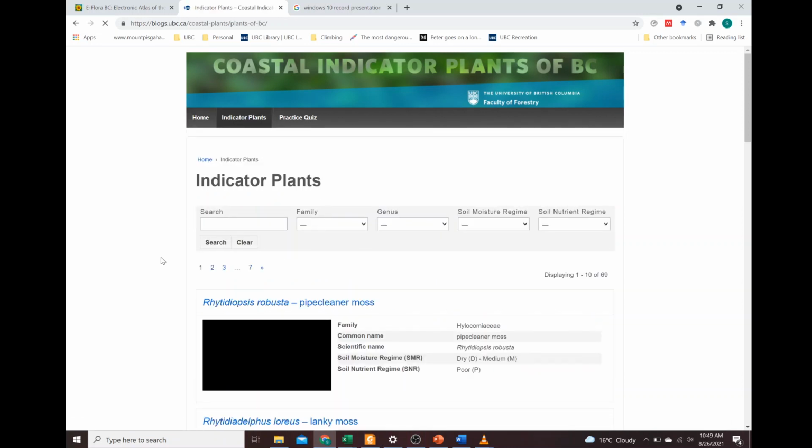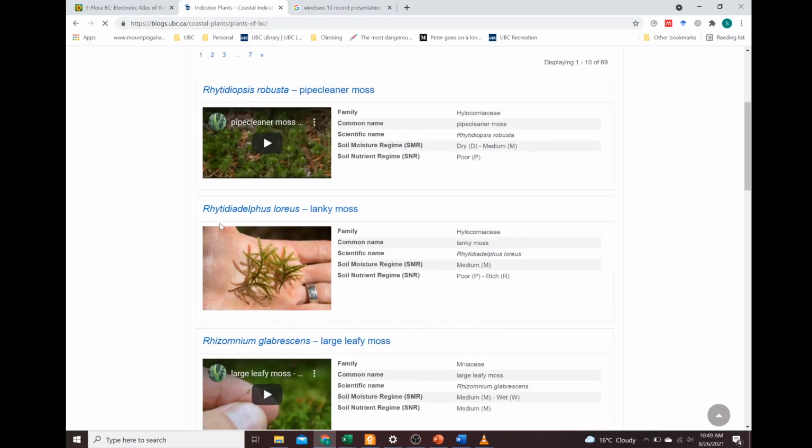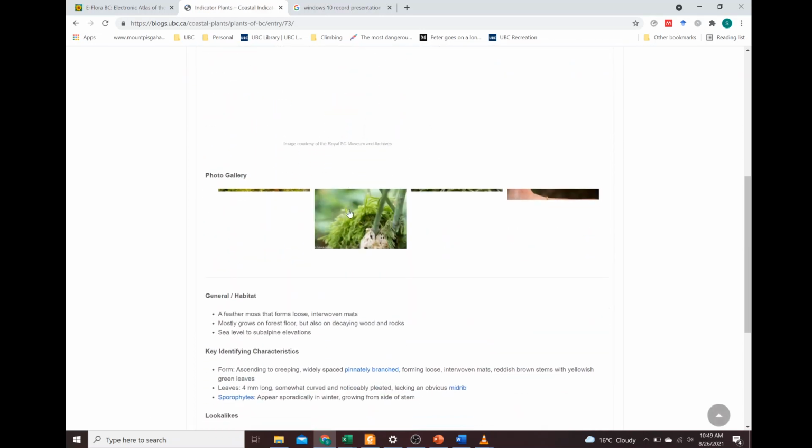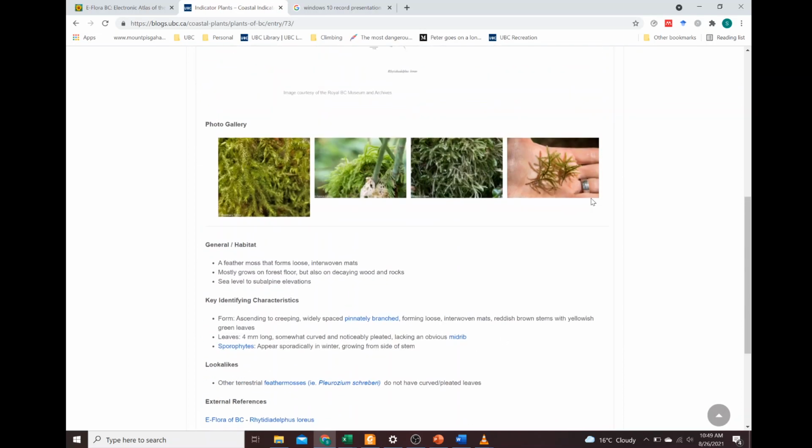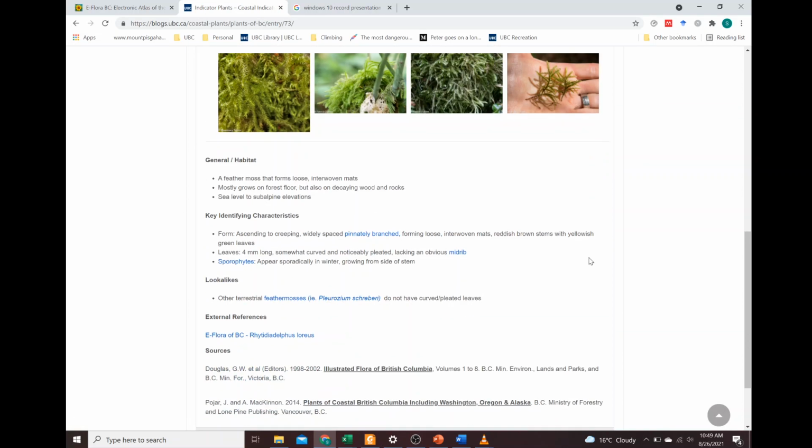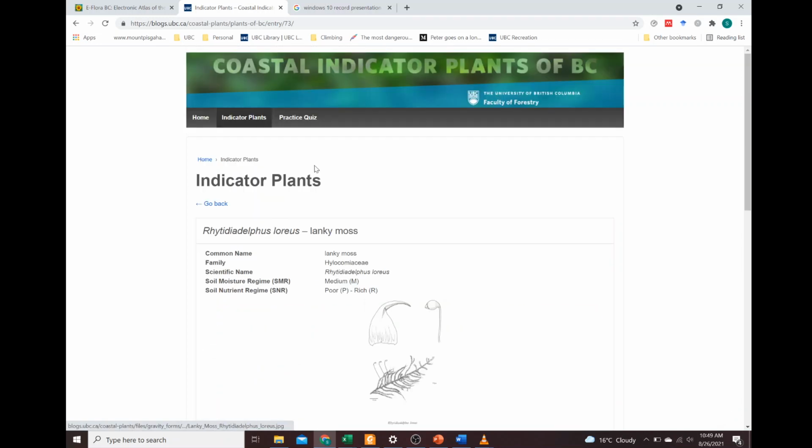And then here are the indicator plants themselves, and you go down, okay, let's have a look at lanky moss, for example. It gives you a really quick description on the outside here about soil moisture, soil nutrients, scientific name, common name, and family. And then you click on that, you can go down and it gives you a lot more detailed info. There's quite a lot of photos, and then there's also information about telling it apart from species that might look similar, and then a few key identifying features to look at when you're trying to identify this thing. So really, really important site.